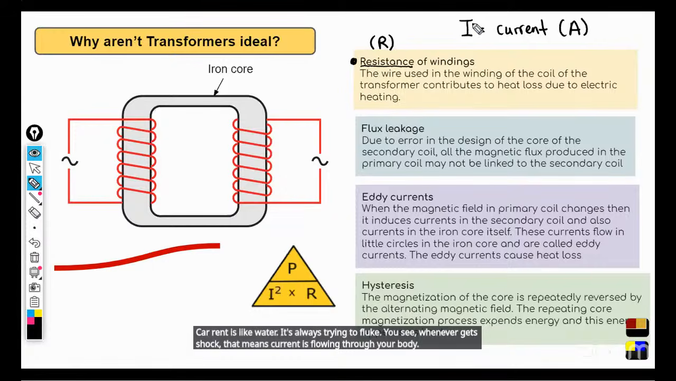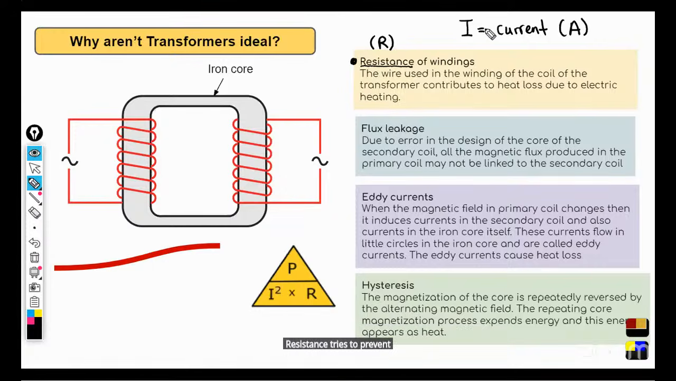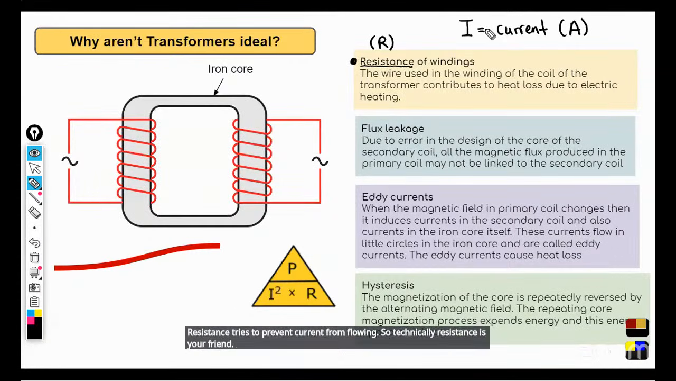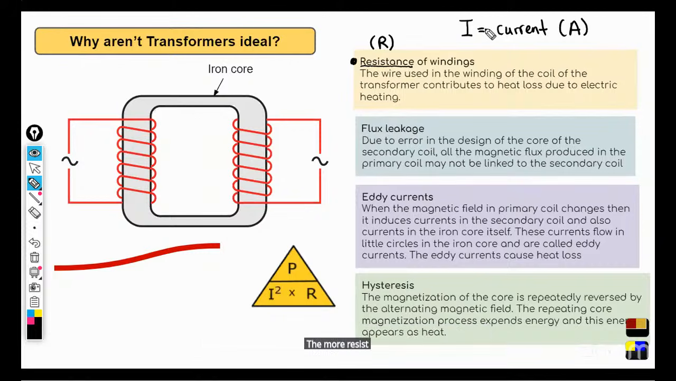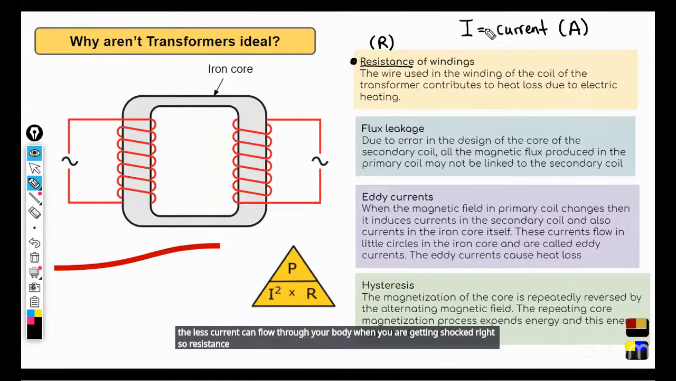Resistance tries to prevent current from flowing. So technically, resistance is your friend. The more resistance your body has, the less current can flow through your body when you are getting shocked, right? So resistance can actually save your life. But here's the thing.